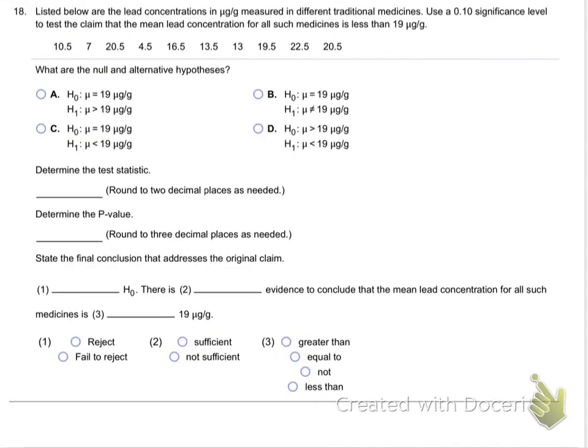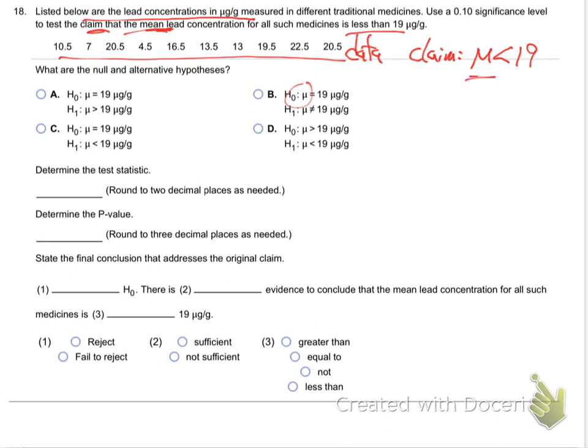Number 18, listed below are lead concentrations. So this is data. It's going to be some data test. What are we testing? Claim that the mean is less than 19. So the claim is that the mean, so not a P this time, it's a mu, and you can see all the mu's here, is less than 19. That's the claim. So we're looking at a hypothesis test for mu. Let's go to the notes.